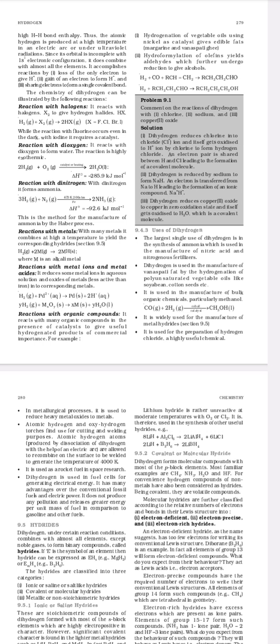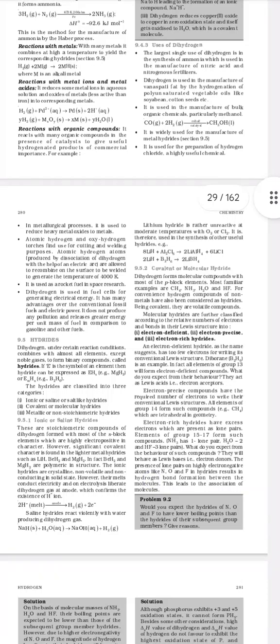It is widely used for manufacture of metal hydrides. It is used for the preparation of hydrogen chloride, a highly useful chemical. In metallurgical processes, it is used to reduce heavy metal oxides to metals. Atomic hydrogen and oxyhydrogen torches find use for cutting and welding purpose. Atomic hydrogen atoms produced by dissociation of dihydrogen with the help of electric arc are allowed to recombine on the surface of welded metal to generate the temperature of 4000 Kelvin.